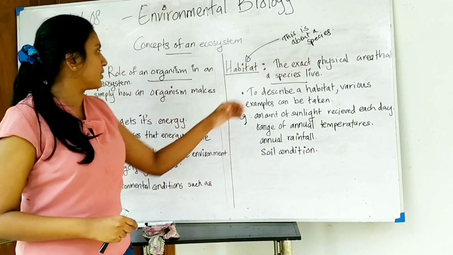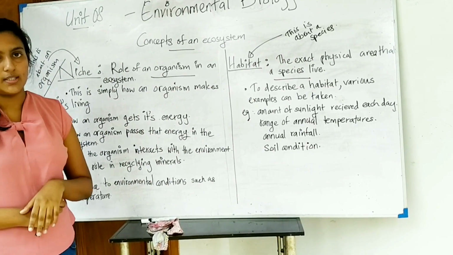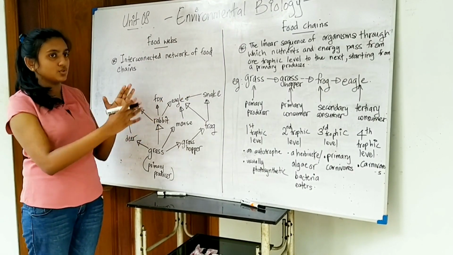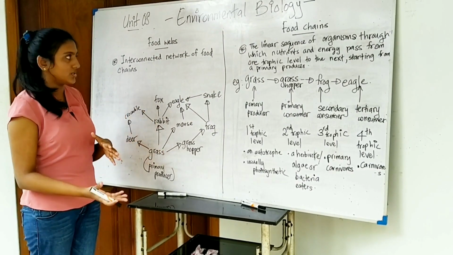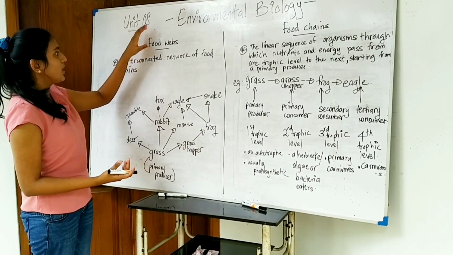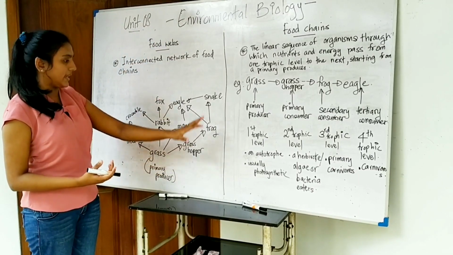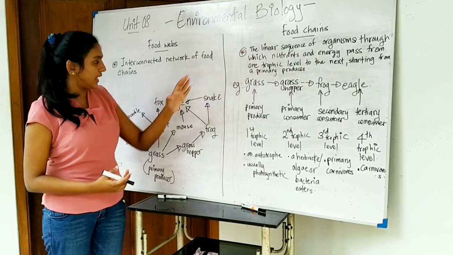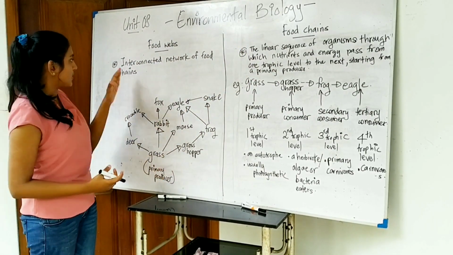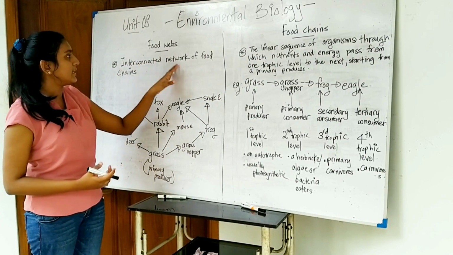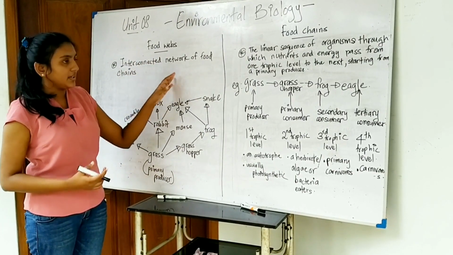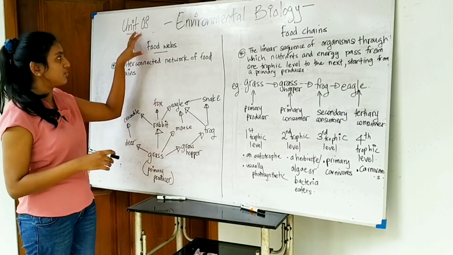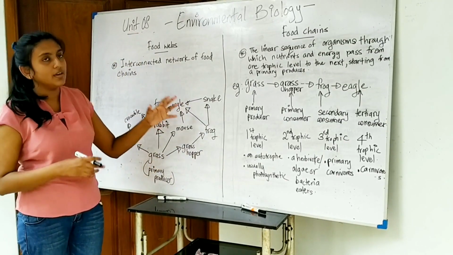So habitat is always about the species, niche is about an organism. We will be talking about food webs and food chains, which are also parts of the ecosystem. Food webs are the real things that exist within an ecosystem, and it is food chains that make a food web. Simply, a food web is an interconnected network of food chains. In an ecosystem, we cannot find isolated food chains. We can always find food webs, an entangled network of several food chains.